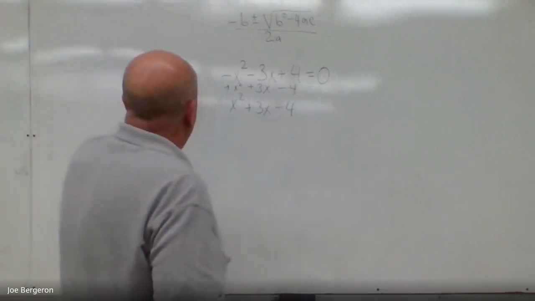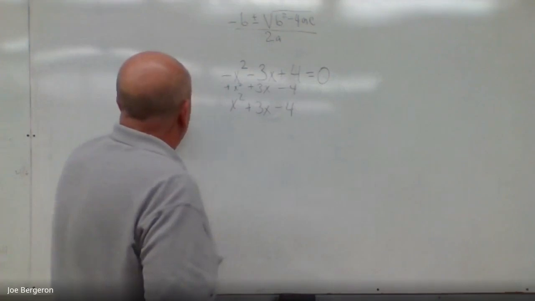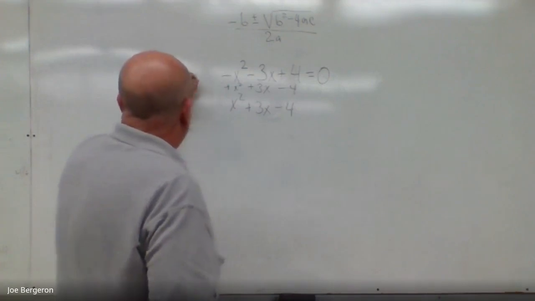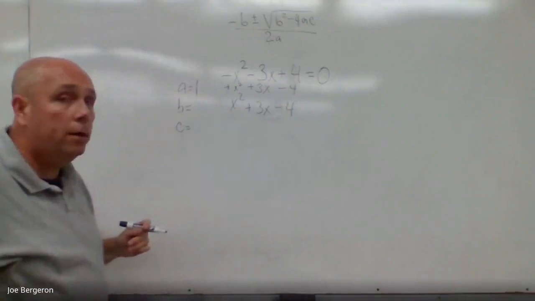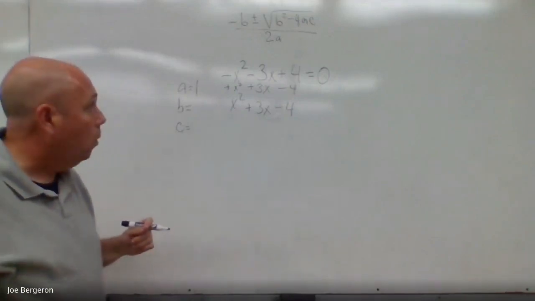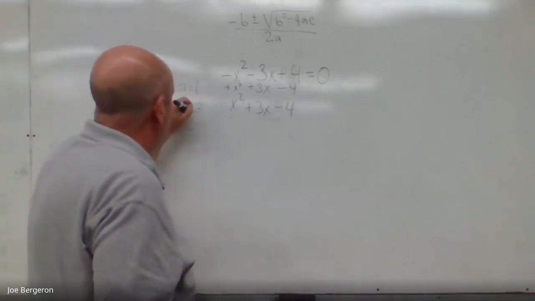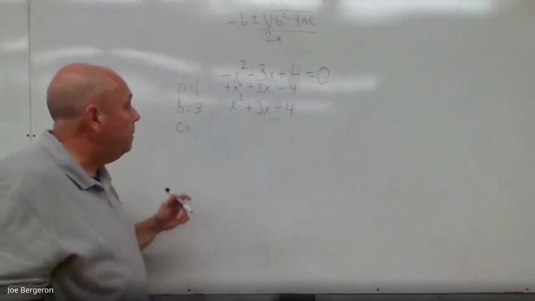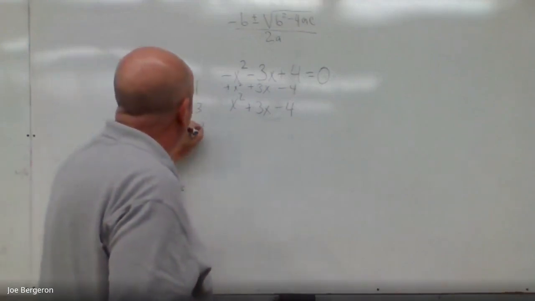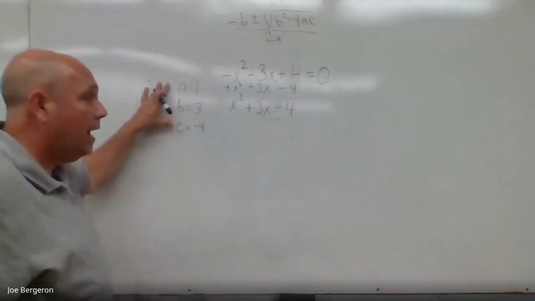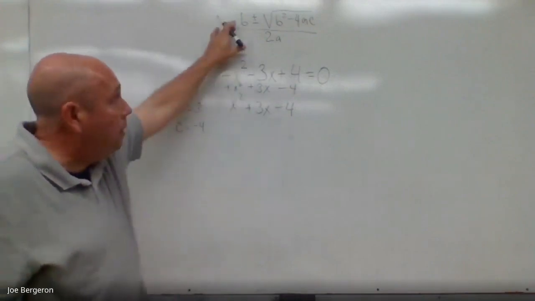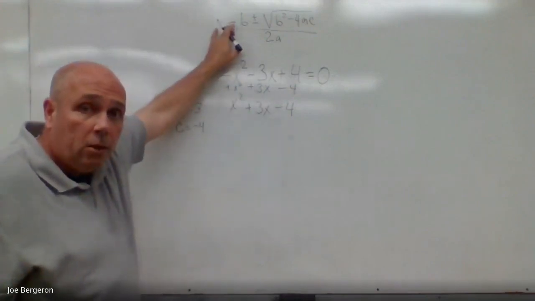Well, what is my A? My A is 1 because there's an understood 1 in front of the x squared. What's my B? Well, my B would be 3. And what would be my C? It would be negative 4. All right. We've got our values. We can go ahead and plug it back into the quadratic equation.